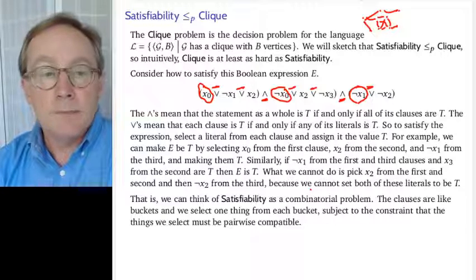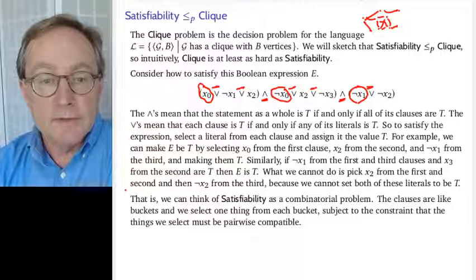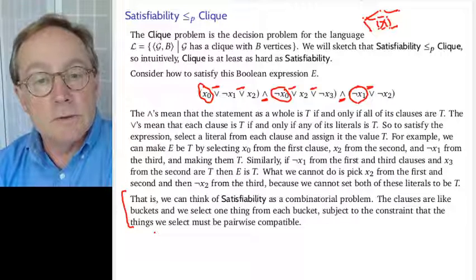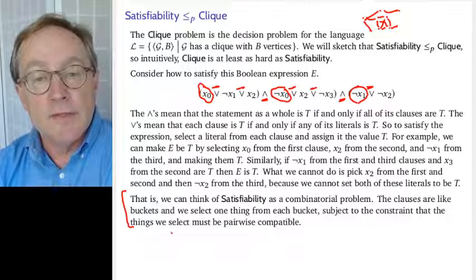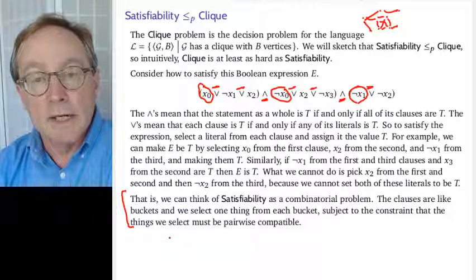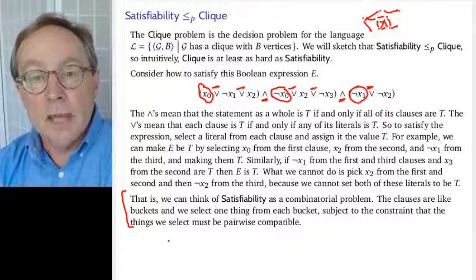Okay. So down here, we can think of satisfiability as a combinatorial problem. The closets are the buckets. We're required to select one thing from each bucket, subject to the constraint that the things we select have to be pairwise compatible. Never can you pick x0 and not x0. Never can you pick x2 and not x2.